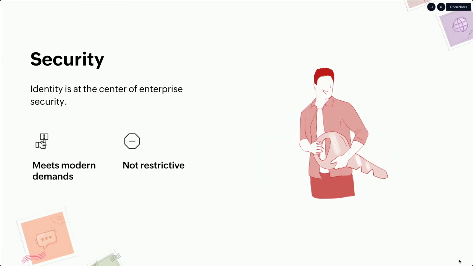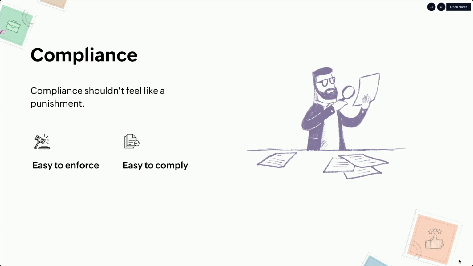And then the security. We believe security, like identity, is the center of enterprise security, which means the security should meet all the modern demands and adapt to industry or technology upgrades. We also believe it should be non-restrictive, which means it shouldn't be restricted to a specific department or a specific set of users, and should be available for everybody within the organization. And again, compliance. Many people feel compliance is a punishment. It shouldn't be that way. Compliance should be easy to enforce and easy to comply with, so that the users and the admins within the organization would feel encouraged to comply with different security standards.